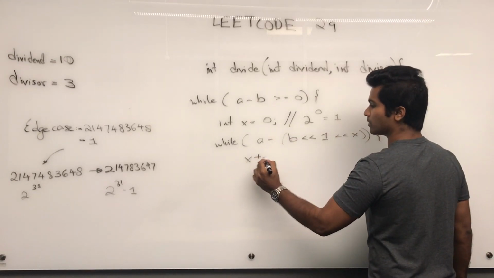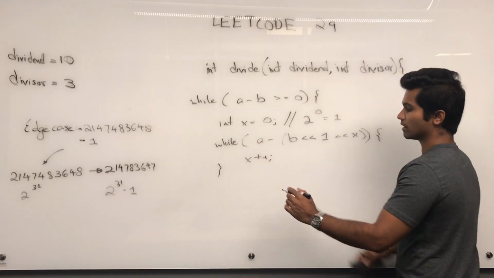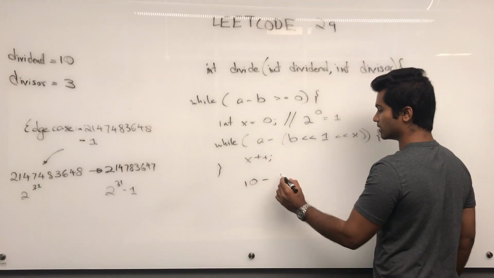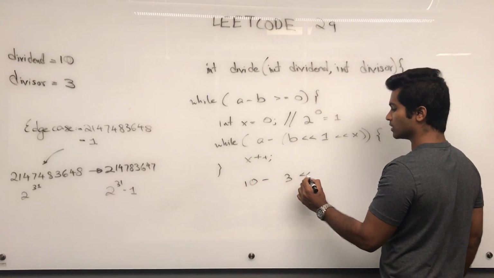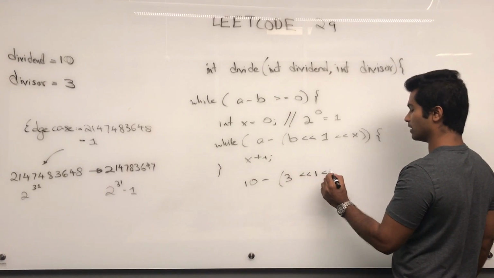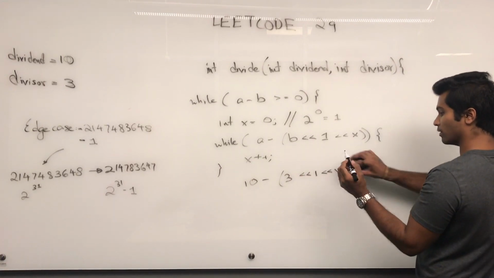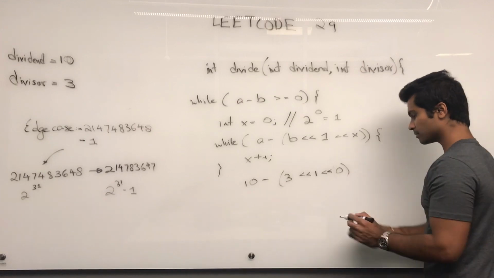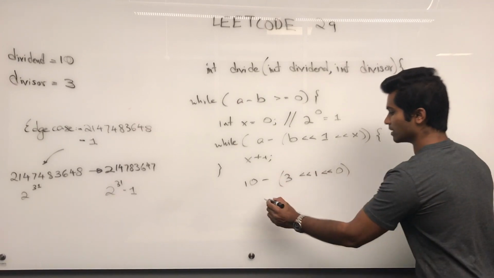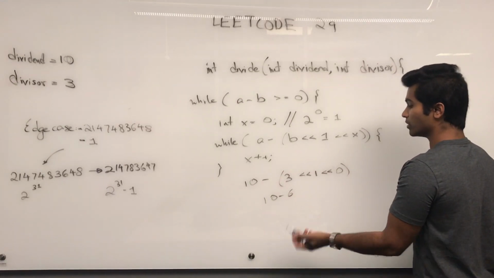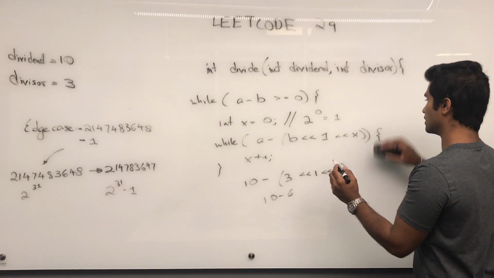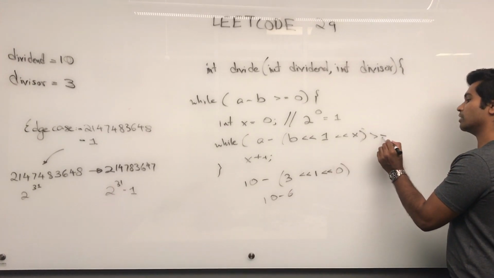We're going to increment x plus plus. Now, what this looks like is this. So a, 10, minus b, in this case is 3, shifted over once, shifted over by x times. The first go is 0, right? So this is going to come out to be 6. So 10 minus 6 is going to be 4, which is greater than or equal to 0.